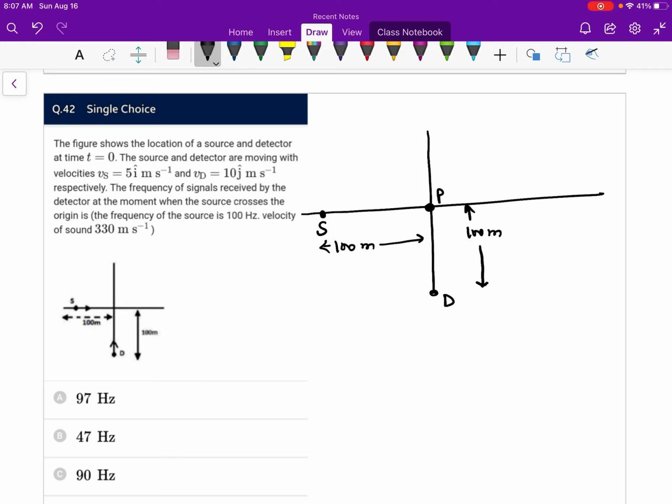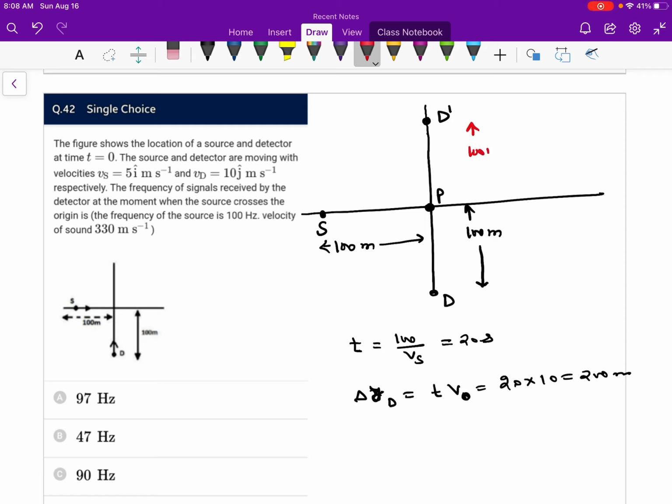So the time taken to move for source from S to P is 100 by Vs, that is 20 seconds. So in 20 seconds, displacement of detector is T into Vd, which is T into Vo, which is 20 into 10, which is 200 meters. So after time 20 seconds, when S will be at P, the detector will be at 200 meters from D above. So it will be at 100 meters from P.